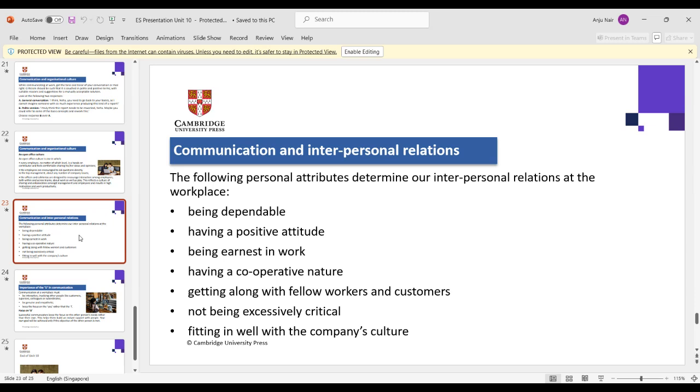So the benefits of communication in enabling interpersonal relationships. While communicating, it is essential that our interpersonal relations at the workplace depend a lot on being a dependable person. Are you a dependable person? That is also an aspect of soft skill. Are you dependable? Can people trust you? Can people rely on you? That is what we mean by dependable.